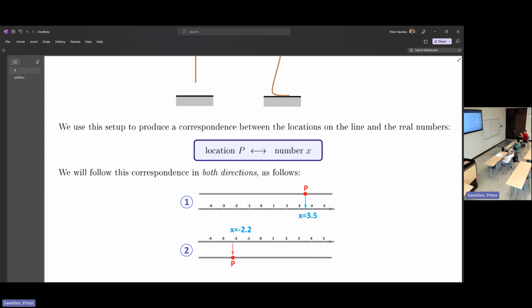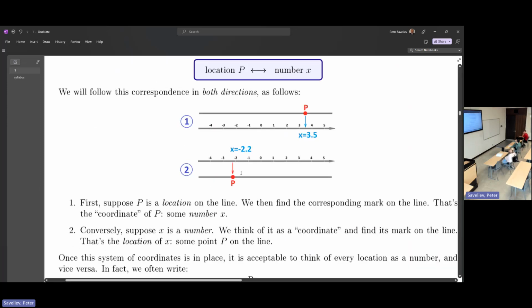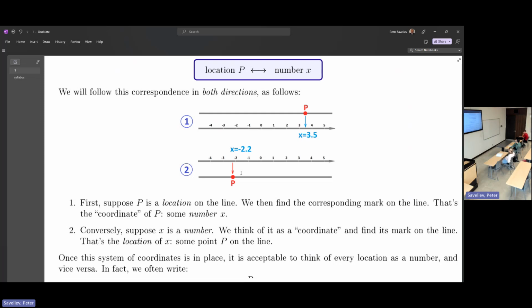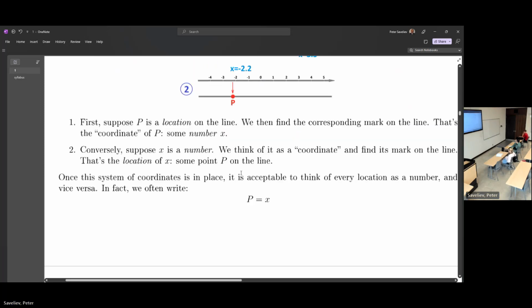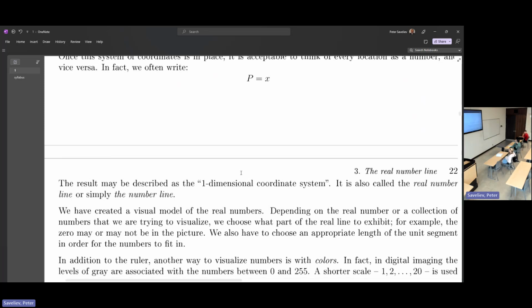Okay, so all of this is familiar from pre-calculus, but we're just quickly reviewing it. Locations and numbers are pretty much the same. But by a number, we always mean a real number in this context. Okay, so that's a visual model of real numbers that we go to whenever we need to visualize things. The line is not missing any pieces.